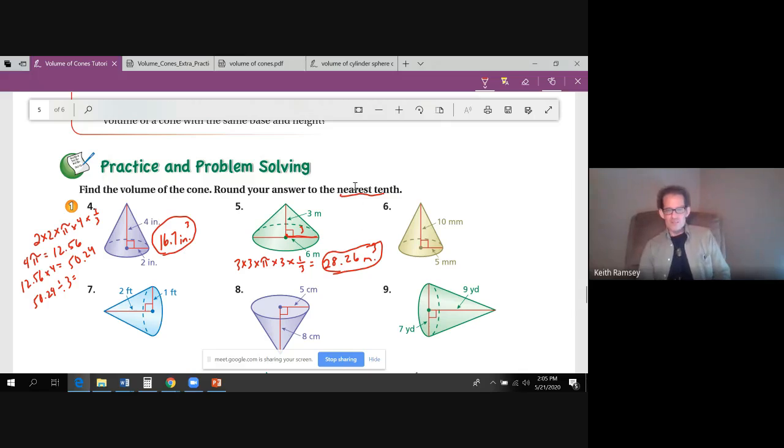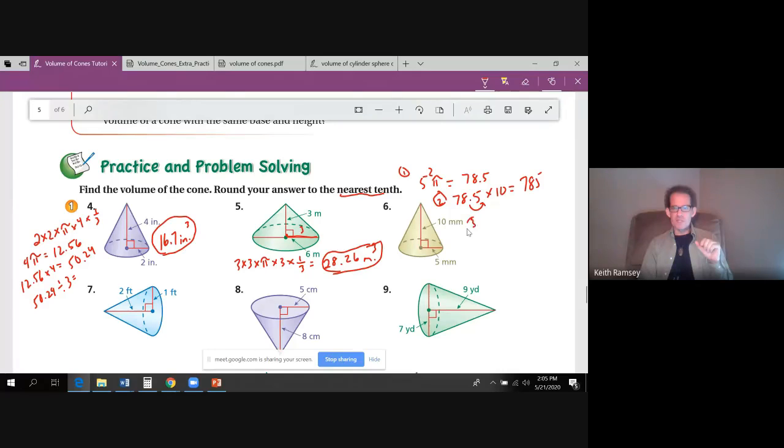Let's look at number 6 together. So step 1 is radius squared times pi. So I have 5 squared times pi. So 25 times 3.14 is 78.5. Okay, this is step 1. Step 2, multiply that by the height. There's 78.5, the height is 10. So remember, when you multiply by multiples of 10, you just move the decimal according to how many zeros there are. So there's 1 zero in 10, so I'm moving the decimal 1 step. So that's just going to equal 785.